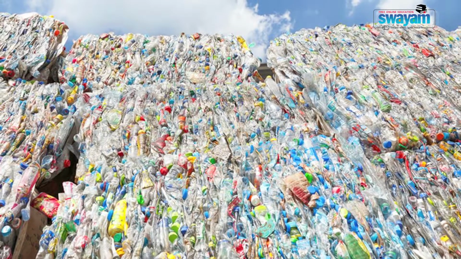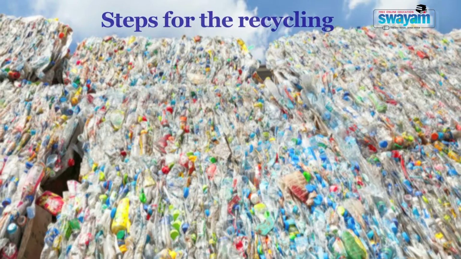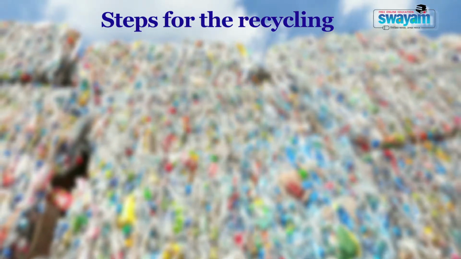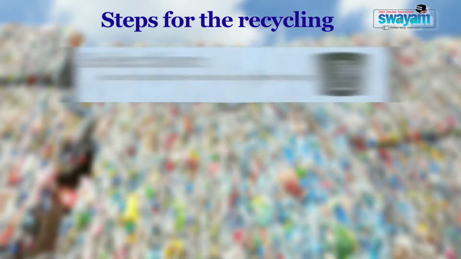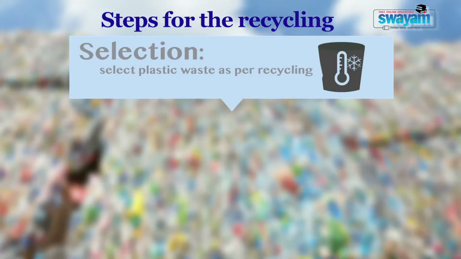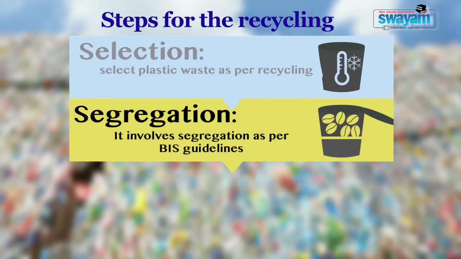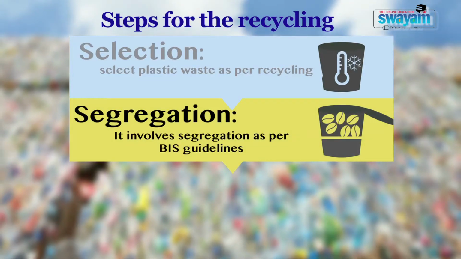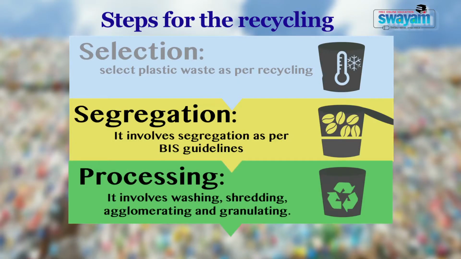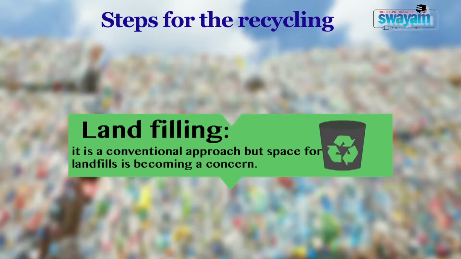The next important strategy for reducing is the steps for recycling plastics. There are various steps for recycling. The first one we must follow is selection: we must select the plastic waste as per recycling. Second is segregation, and it must be as per BIS guidelines. Third is processing. After segregation, the plastic must undergo processing, which involves washing, shredding, agglomerating and granulating.